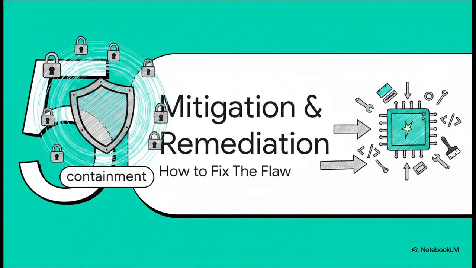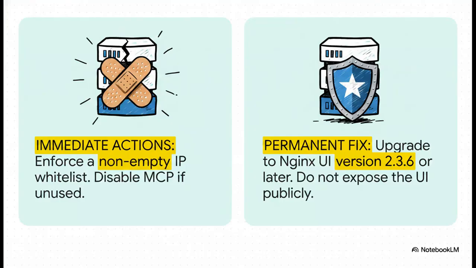All right, now for arguably the most important part, how do we fix this? Let's break down the strategy for both immediate containment and the permanent fix. Okay, for immediate damage control, your first move is to enforce a non-empty IP whitelist. Lock that endpoint down. If you don't even use the model context protocol, just disable it entirely. And a great practice is to put the whole UI behind a VPN or an authenticating reverse proxy.